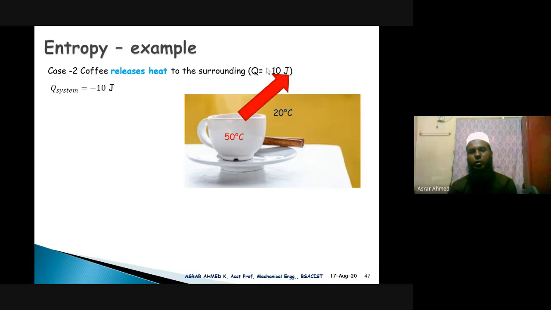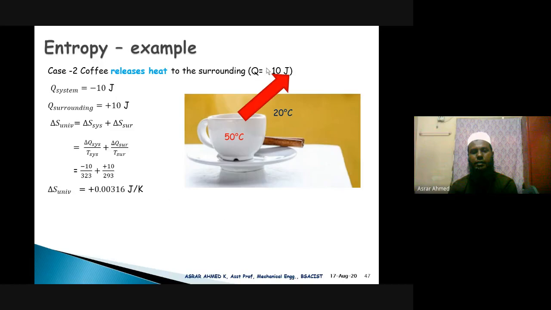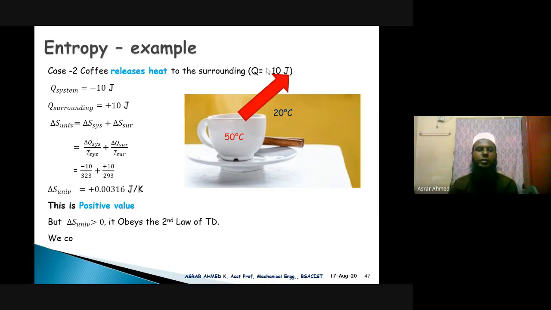So Q system equal to minus 10, Q surrounding equal to plus 10. Delta S of the universe equal to system plus surrounding. Applying the formula, I get delta S of the universe equal to plus 0.00316. This is a positive value, so delta S universe is greater than 0. It obeys the second law of thermodynamics. We could now say that it is a spontaneous process.